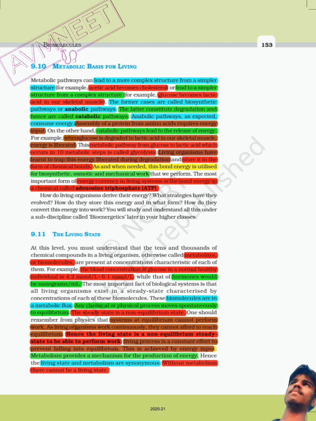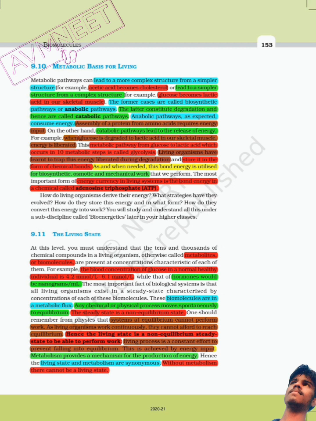Assembly of a protein from amino acids requires energy input. On the other hand, catabolic pathways lead to the release of energy. For example, when glucose is degraded to lactic acid in our skeletal muscle, energy is liberated. This metabolic pathway from glucose to lactic acid, which occurs in 10 metabolic steps, is called glycolysis.